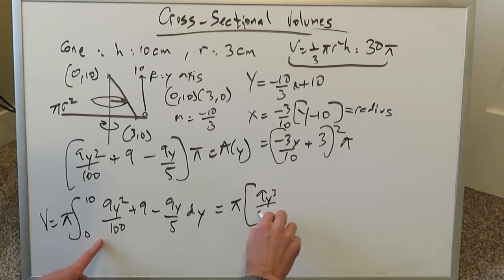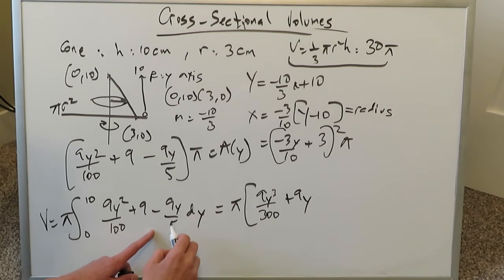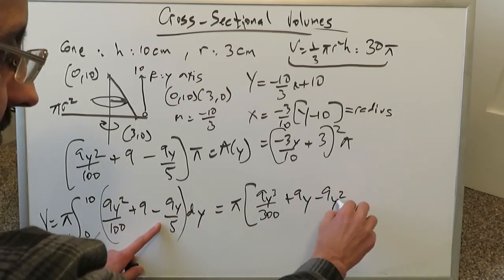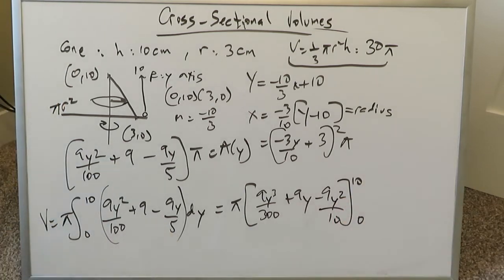9y cube over 300. This here will become a 9y, polynomial integration, not hard. This here will become a minus 9y square over 10. You're doing upper limit 10, lower limit 0. 0 is meaningless. You're just bringing in a 10 only. And let's do it all over here.